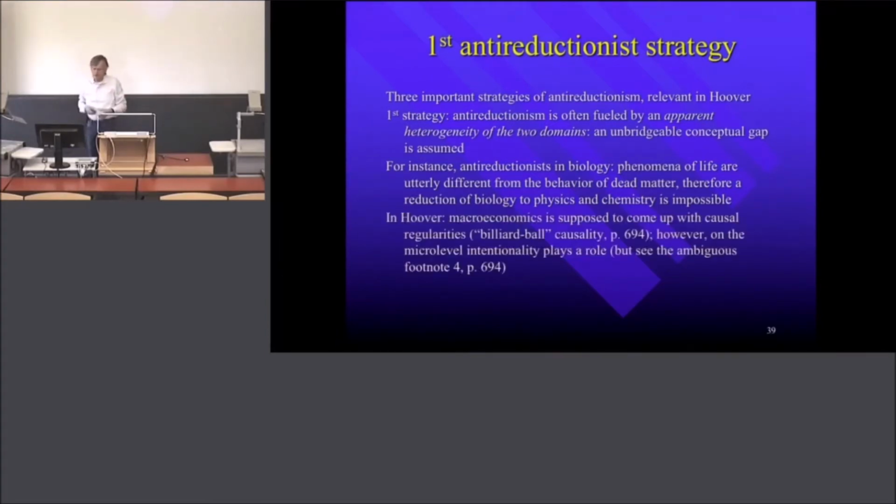They're so utterly different. So, for instance, the argument that Hoover has in this context: macroeconomics is supposed to come up with causal regularities, and as he nicely says, billiard ball causality. This is how, as I showed you, in physics in the 17th century, the concept of causality that we use today was really shaped. He says, at the upper level we want to come up with causal regularities of that billiard ball causality. However, on the micro level, intentionality plays a role. Look at the ambiguous footnote, but not now.